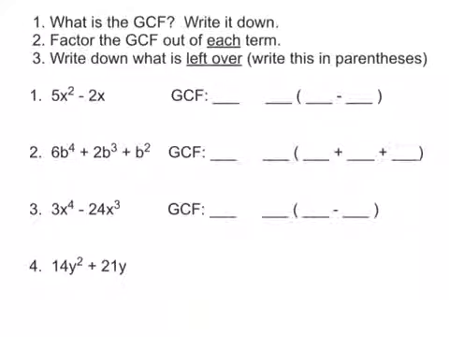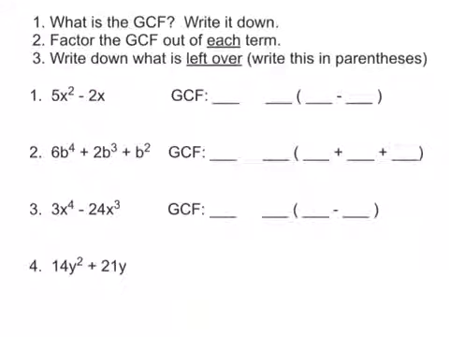Okay, so let's try some more examples. In each of these examples, we're going to follow 3 steps. Number 1, what is the GCF? And we'll write that down. 2, factor the GCF out of each term. And 3, write down what is left over, and we're going to write that in the parentheses. Okay, so the first one is 5x squared minus 2x.